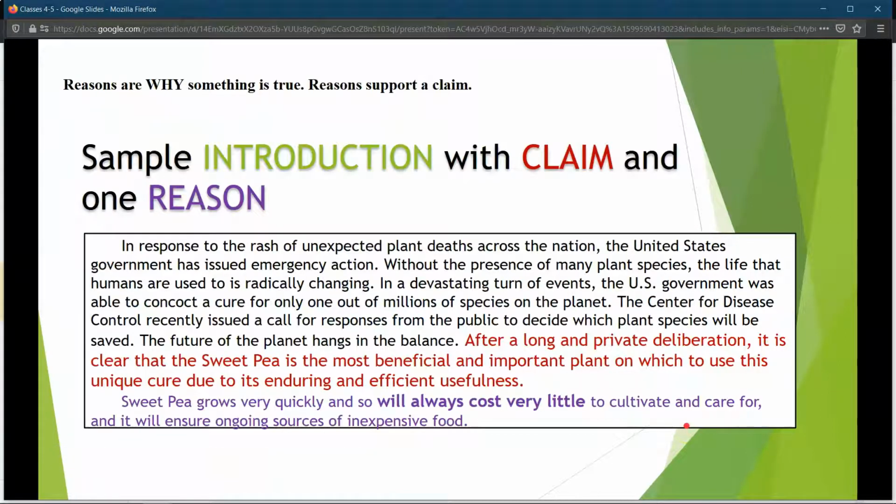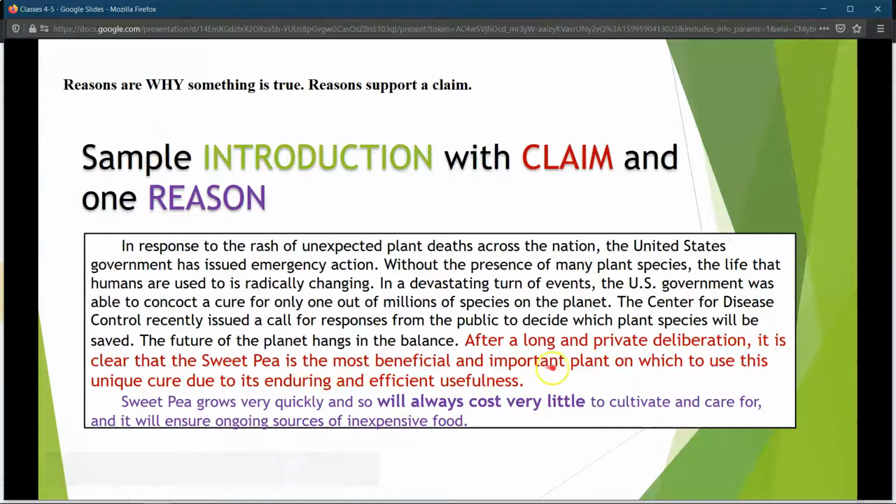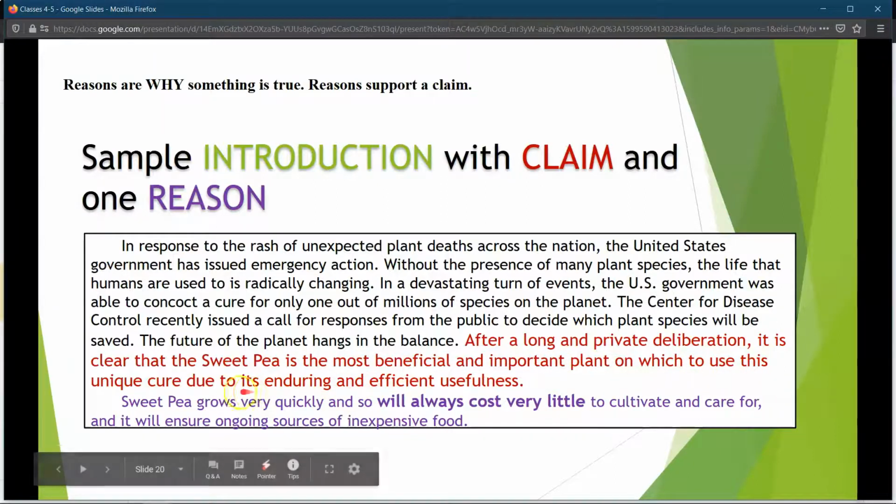So then here's the sample introduction with claim and one reason. After a long and private deliberation, it is clear that the sweet pea is the most beneficial and important plant on which to use this unique cure due to its enduring and efficient usefulness. Sweet peas grow very quickly and so will always cost very little to cultivate and care for, and it will ensure ongoing sources of inexpensive food.